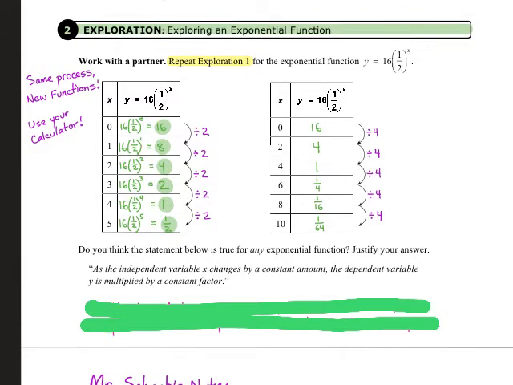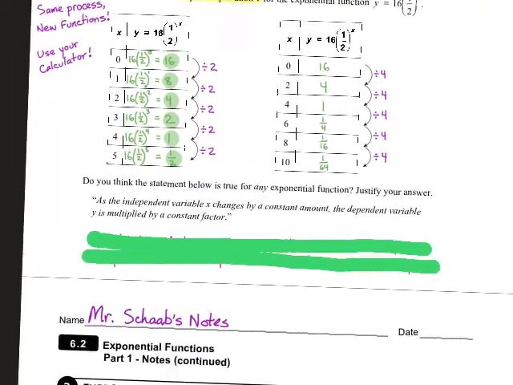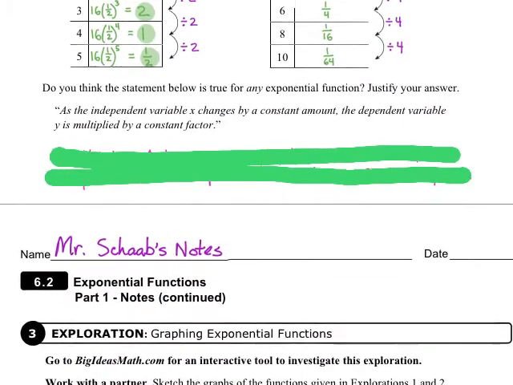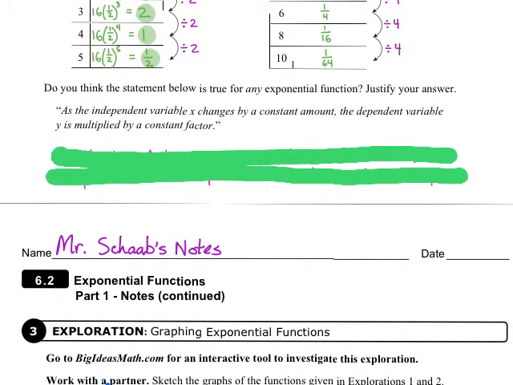So that's how exponential functions work. We've got one more question down here, so let's zip down to the bottom and talk about this one. Zoom in a little bit. Okay, do you think the statement below is true for any exponential function? And the statement is this: as the independent variable x changes by a constant amount, same amount every time, the dependent variable y is multiplied by a constant factor.